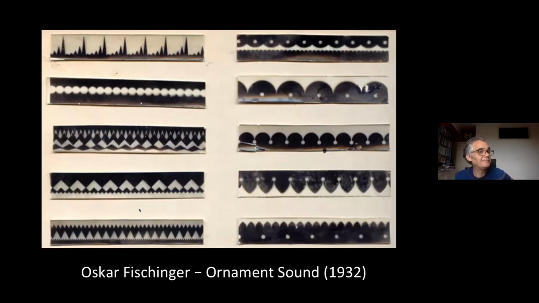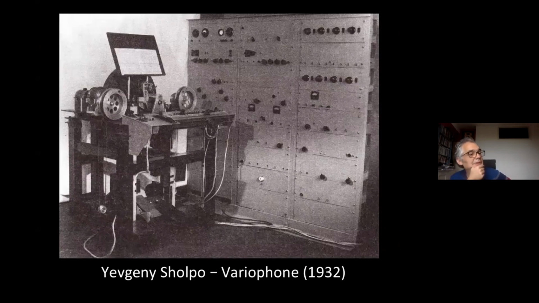And this is the key, why I really wanted to get here. This is one of the key things I want you to take from my presentation today, is that really I think this is where we find early synthesis, not where we're normally told to look. And I think I will, given the lack of time, just show you one example of that. I'll skip over Fischinger's work, which is an instrument called the variophone, which was developed in 1932 by Yevgeny Sholpo, working in St. Petersburg.